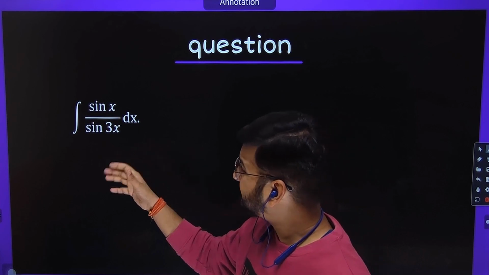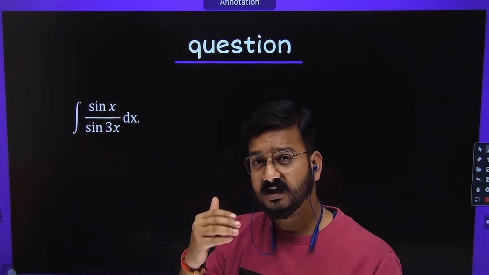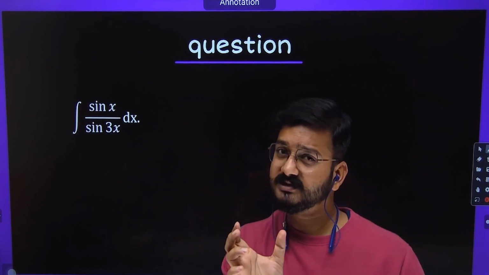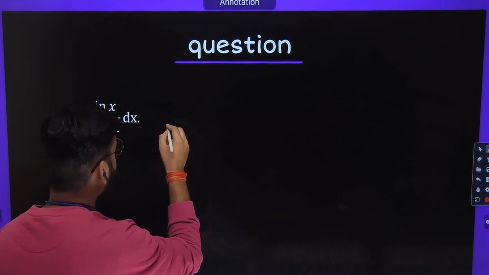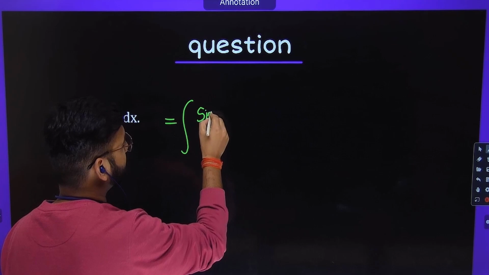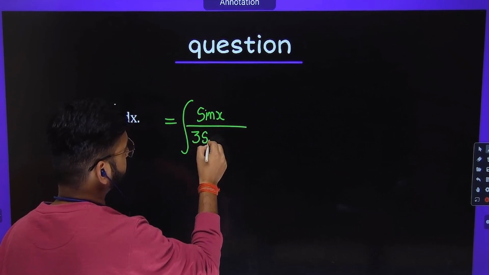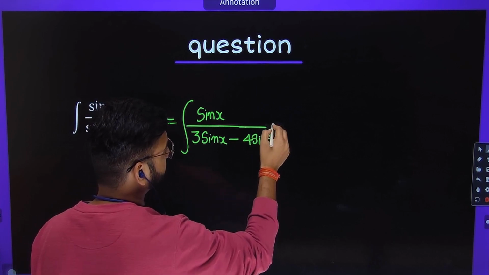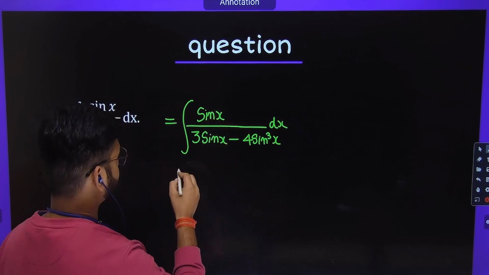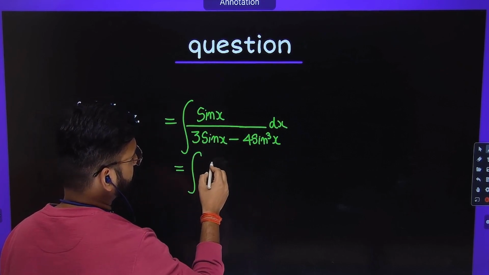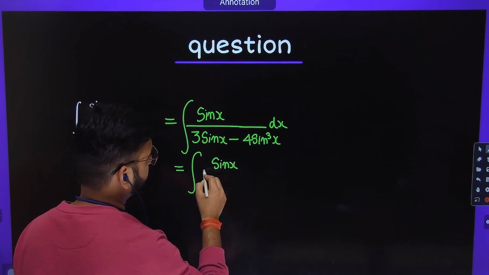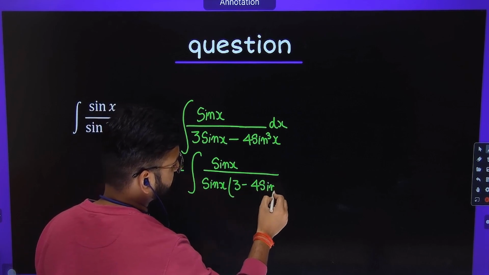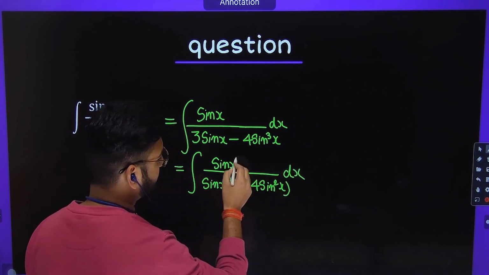But the moment you simplify this by writing sine 3x as 3 sine x minus 4 sine cube x, you will see that it will slowly show you that standard form. Let's analyze it. So what can I write sine 3x as? Sine 3x you can write down as 3 sine x minus 4 sine cube x. You can take sine x common. Sine x divided by sine x into 3 minus 4 sine square x dx. You can cancel sine x.